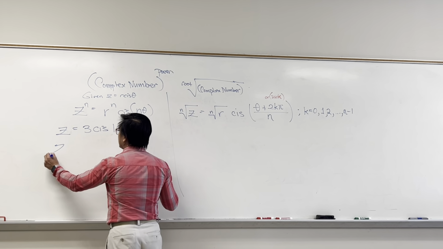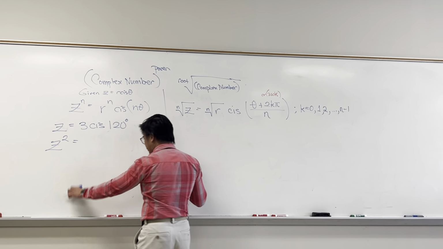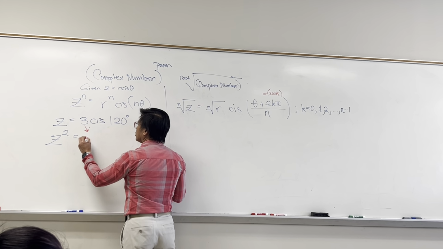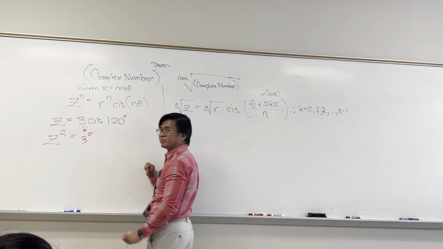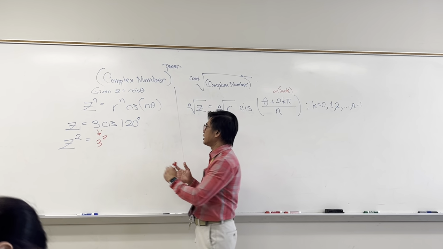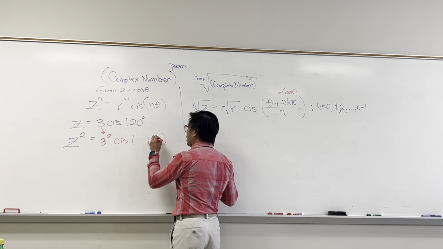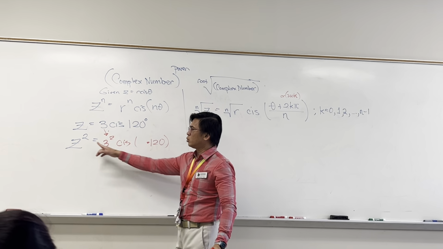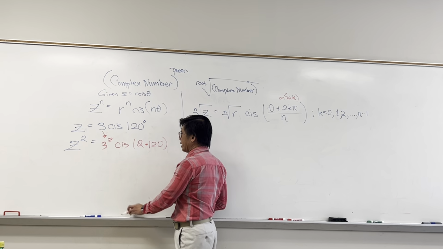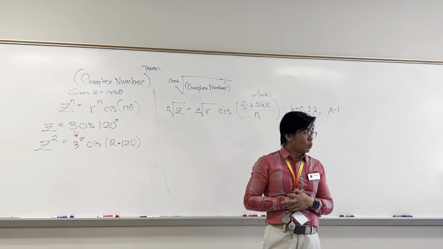Now, how do we get z squared? So according to our formula, whatever your modulus is, your r, you square it. Whatever power it is, you raise that modulus to that power. And then cis, whatever your angle is, 120, you multiply it by the power instead, right? So you don't raise the argument, you simply multiply the argument with that exponent, okay?